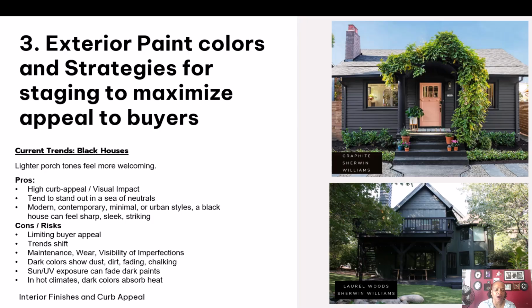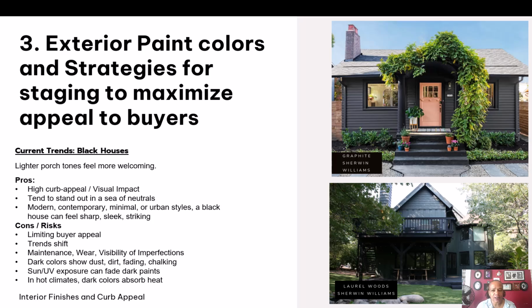I think there are some pros. Like if you're in an area where there are no black houses, a neighborhood where all the houses are the typical light, bright colors, and you have a dark house, it's going to stand out. It's going to look special, so it has a nice visual impact. When you paint a house black, it tends to make it look more modern. It also hides a lot of the flaws because there's a lot of shade happening.